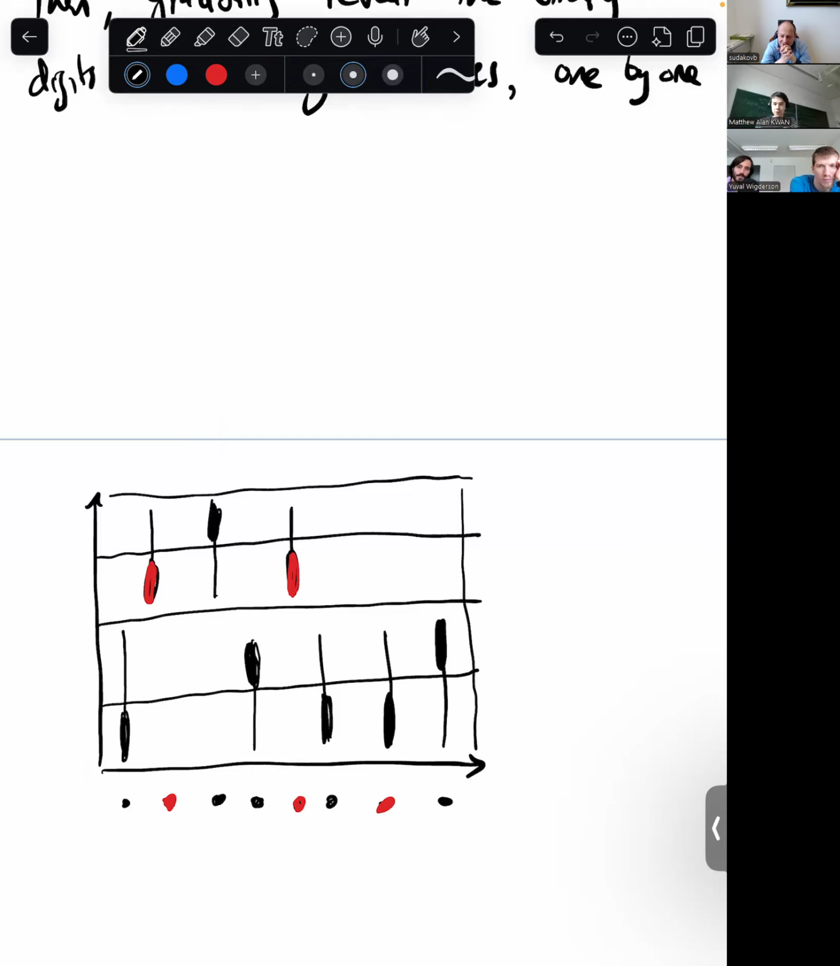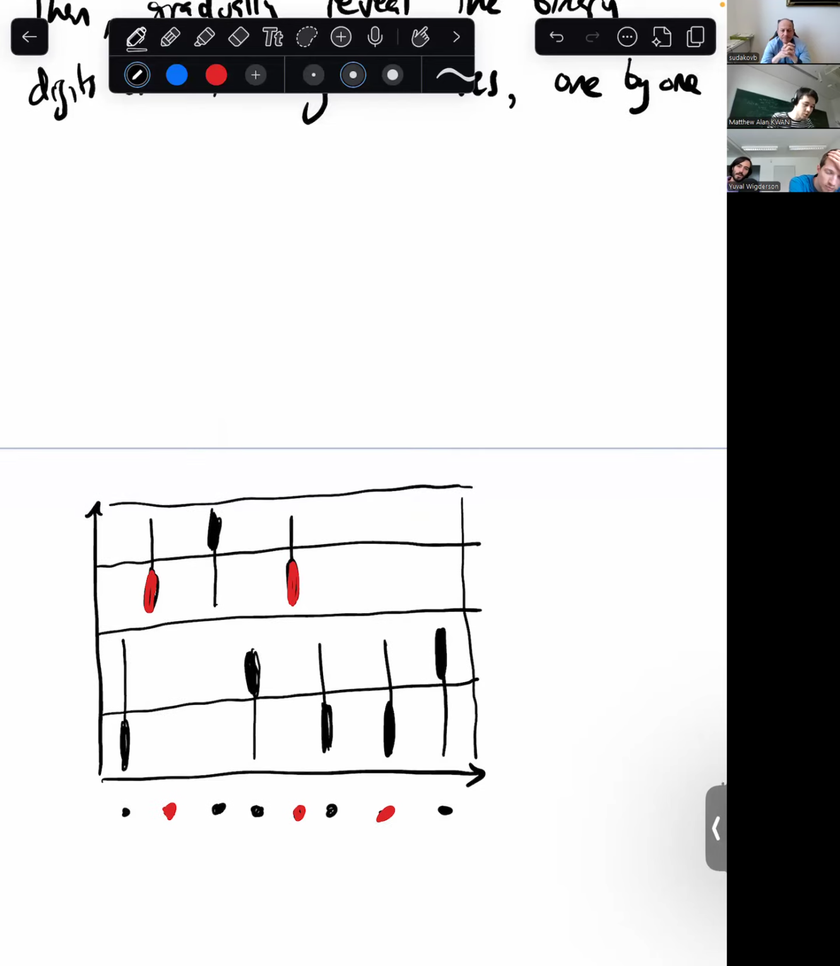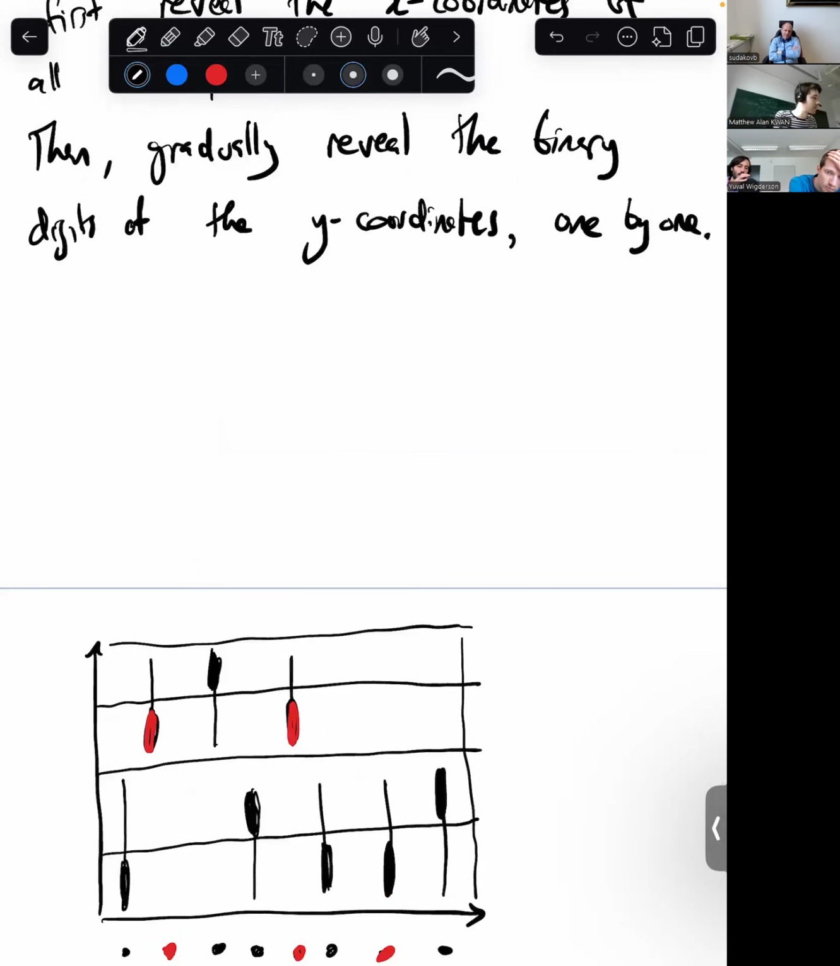So this can be viewed as a process of gradually revealing more and more about the vertical coordinates, and seeing how the edges emerge as you do this. Okay. So why is this good? How can we do this?